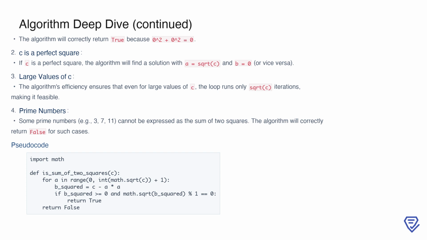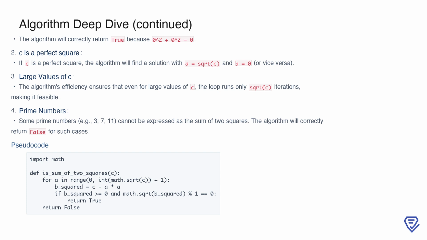If c is a perfect square, the algorithm will find a solution where a equals sqrt(c) and b equals 0, or vice versa. For very large values of c, the algorithm remains efficient because it limits the loop to sqrt(c) iterations, ensuring feasibility even for large inputs.